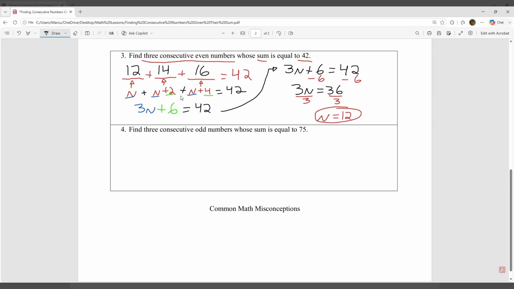So to double check and be safe, you can go ahead and plug them in the calculator. And when you add those three numbers, it should give you 42. Please go ahead, try to do question 4. So go ahead and pause the video.